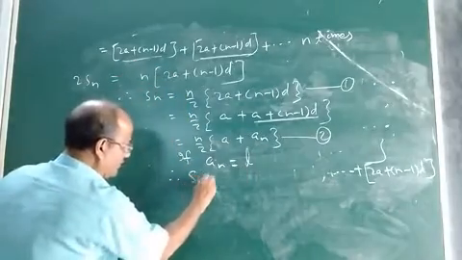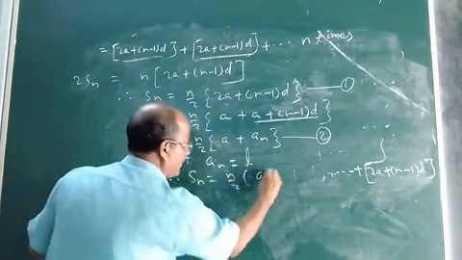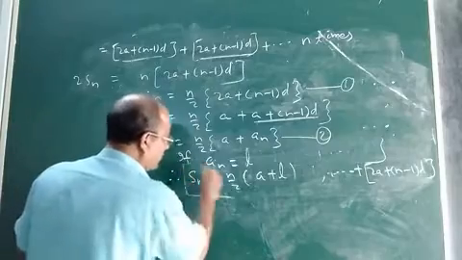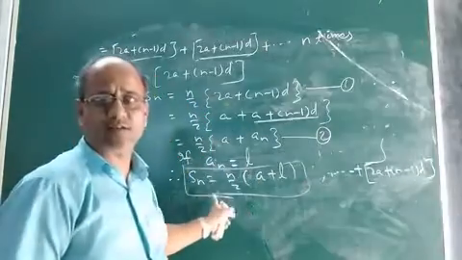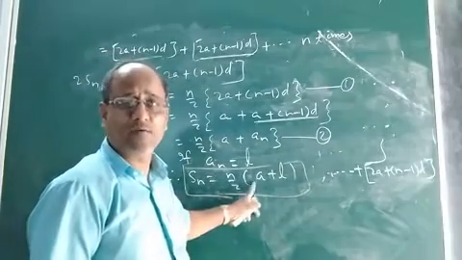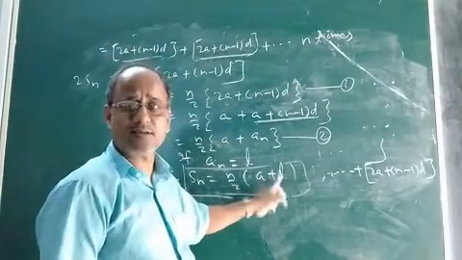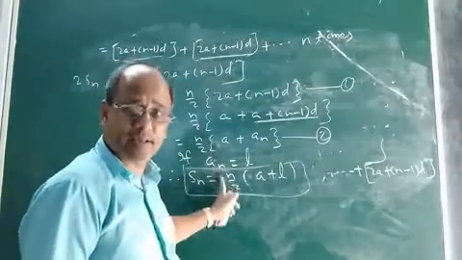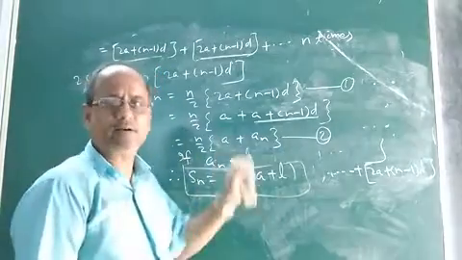So Sn will be n by 2 into (a + l). You see, this is also another formula to find the sum of n terms of an AP. And this formula we will use when the first term a, the last term l, and the number of terms n are given. Then only we can use this formula to find the sum of n terms of an AP.